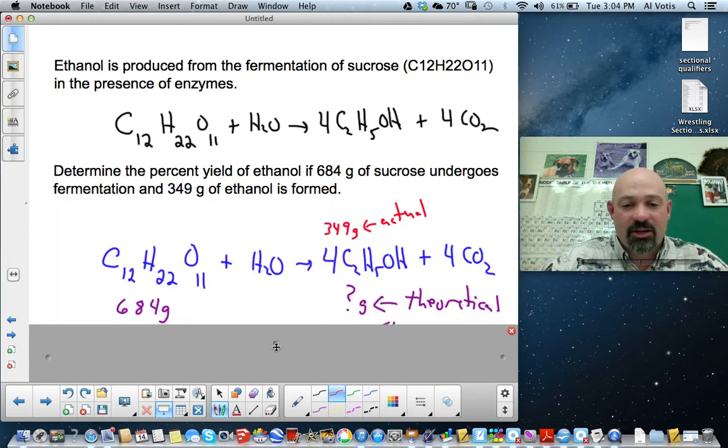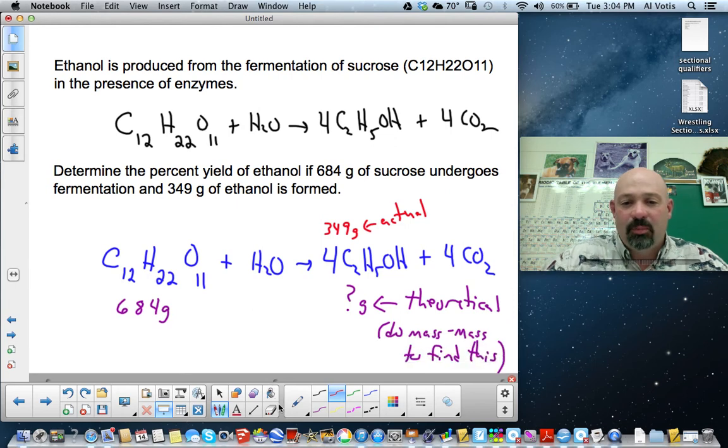Okay, so here's just our reaction again, and here's what we have. We have the 684. We're looking for how many grams of ethanol can be formed. We're looking for that theoretical yield. We already know the actual, and we're not going to use that actual yield until the very end. So we're going to basically just do a mass-mass problem. I have 684 grams of this. How many grams of this can I make?